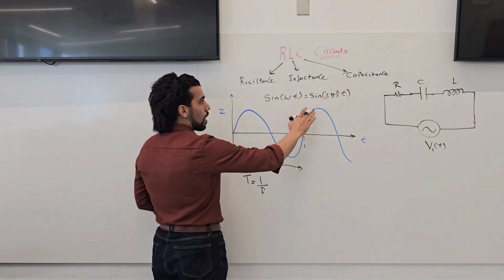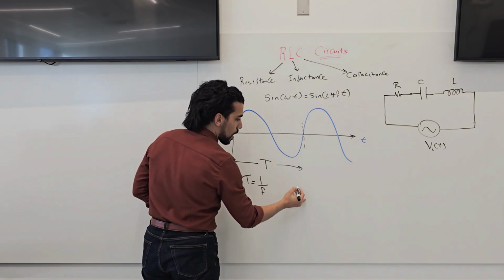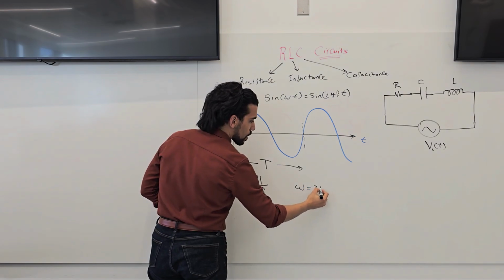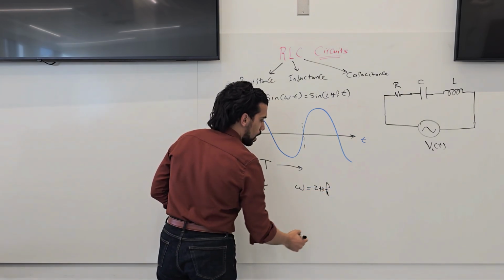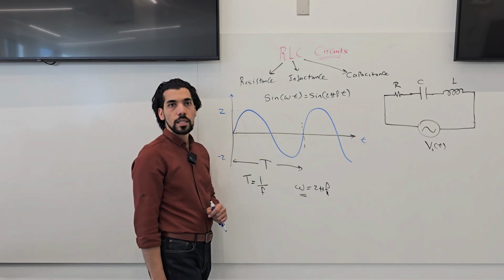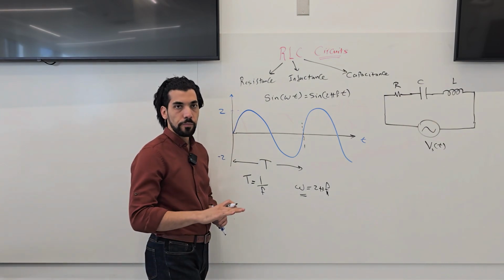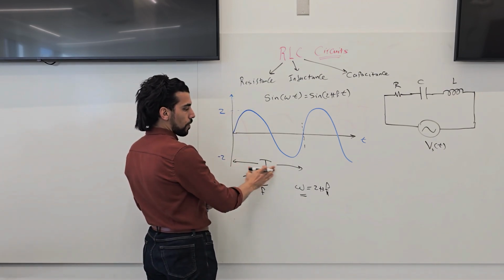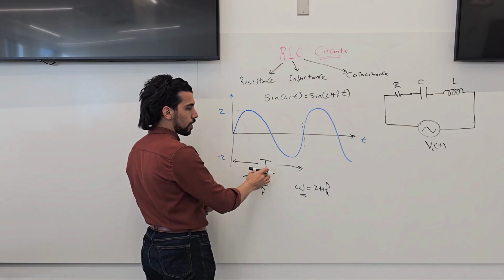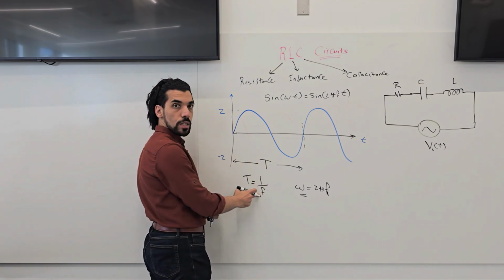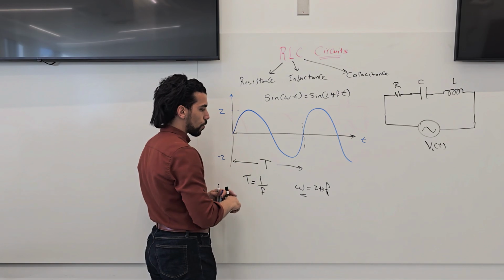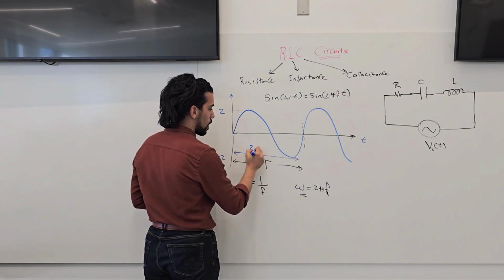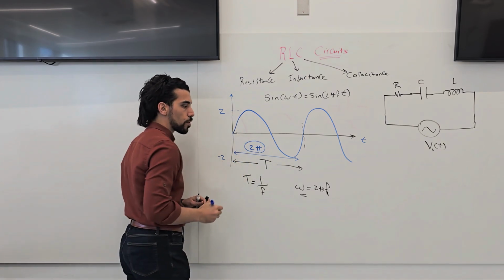We also have omega, which is basically the angular frequency, 2 pi f. Usually this omega is measured in degrees, or radians in this case. So we have one period of this cycle, which has a time of T, and we can get the frequency of the sine wave from it. One period of this cycle is represented as 2 pi in terms of radians.